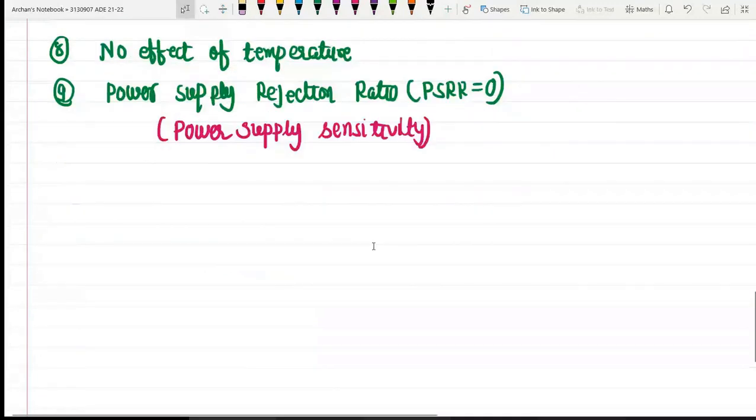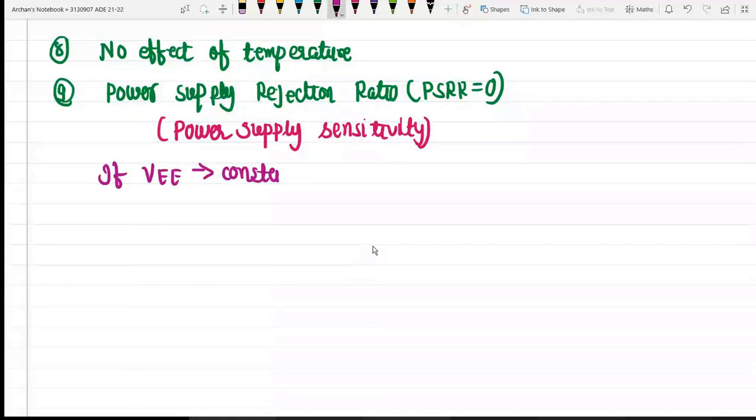Okay, so now if we talk about the operational amplifier, then we know that we are available with two power supplies. One is plus VCC and another one is VEE. So suppose I am keeping this VEE constant. Okay, if I am considering VEE constant, and due to change in VCC, suppose there is the change in input offset voltage.